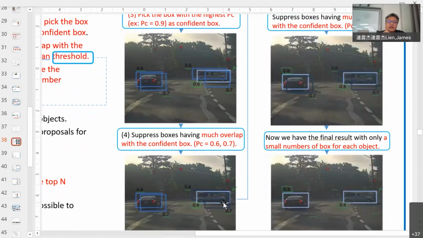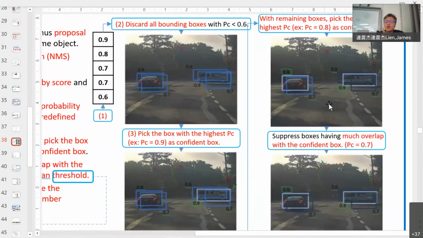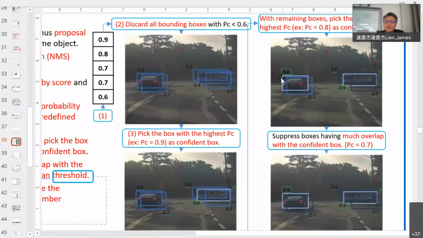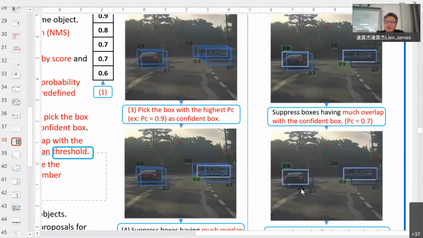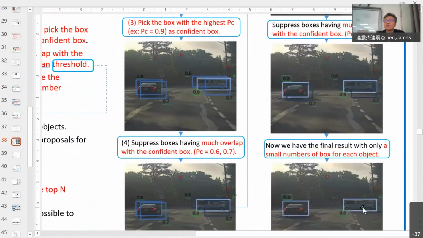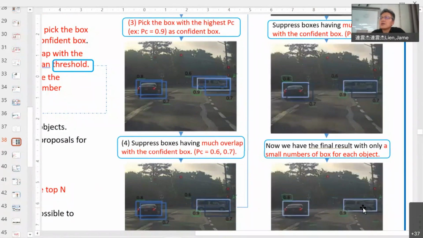Then second, you pick up the second largest confidence value. You find the second largest confidence value here, 0.8. In the same way, any region overlapping with this one, suppose this one is 0.7, we delete it. So finally, we have 2 bounding boxes. This will be your final result. But in our experience, this is incorrect.